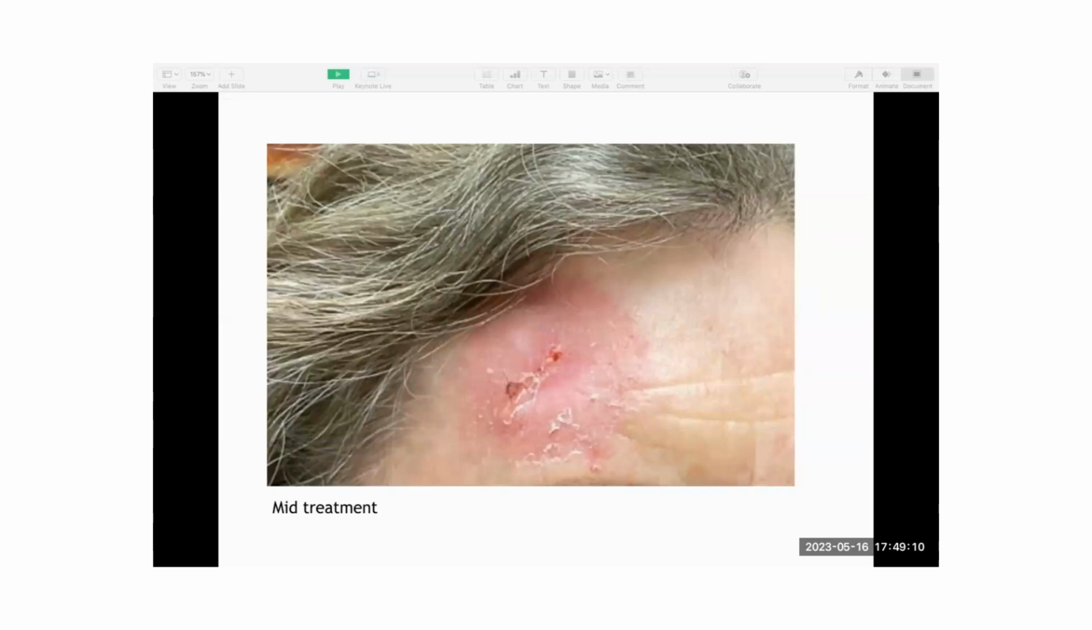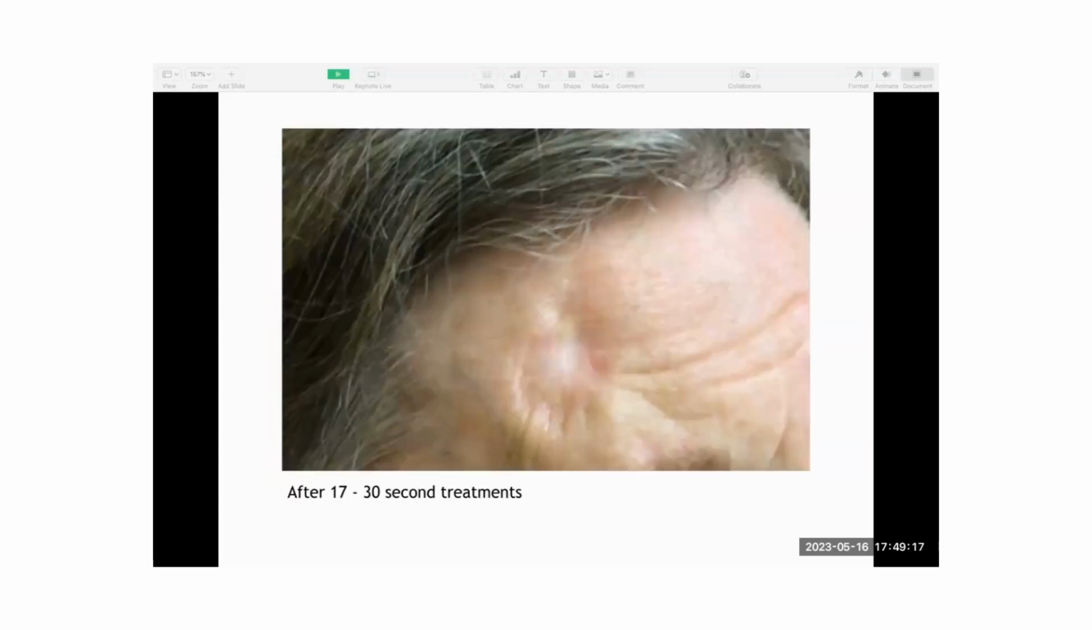This is her mid-treatment with radiation. No bleeding, no scars, no nothing. Well, scars, but that's left from the treatment. And this is her 2 months after 17 treatments. Here it is. Got it.